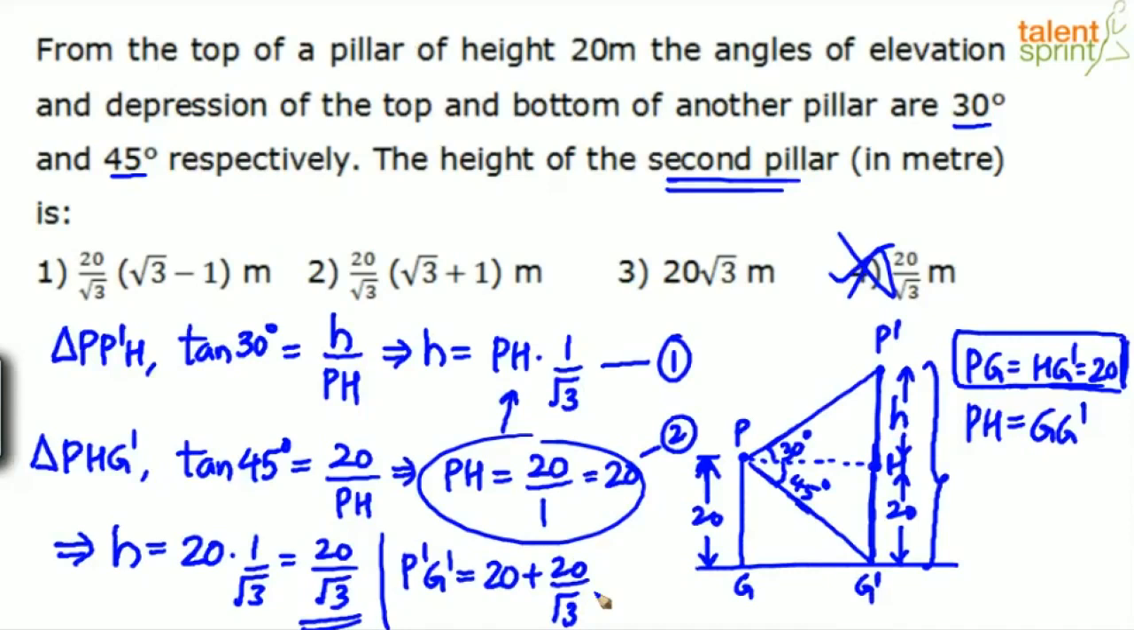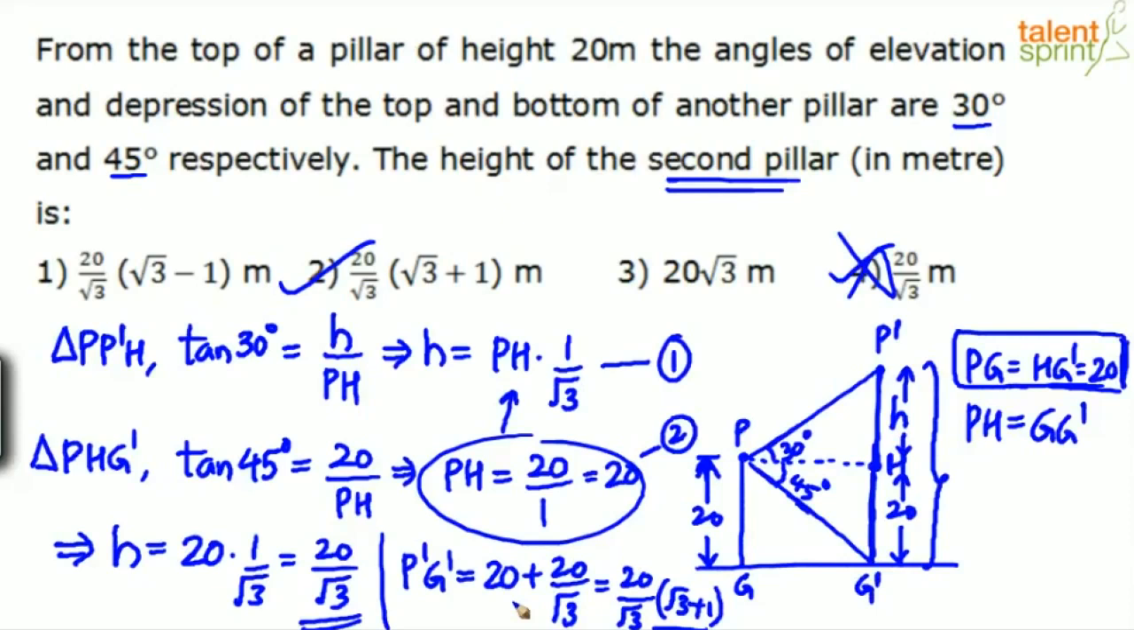So if you take, let's say, root 3 as LCM, 20 root 3 plus 20 by root 3. Or if you take 20 by root 3 as common, what do we get? Root 3 plus 1. So that's your answer, option 2. Are you getting it? Option 2, 20 by root 3 into root 3 plus 1. Basically, we are taking 20 common and by root 3 common. So by root 3 means this has to be multiplied by root 3, so root 3 plus 1. So 20 by root 3 into root 3 plus 1, option 2 is the correct answer. Are you able to follow?